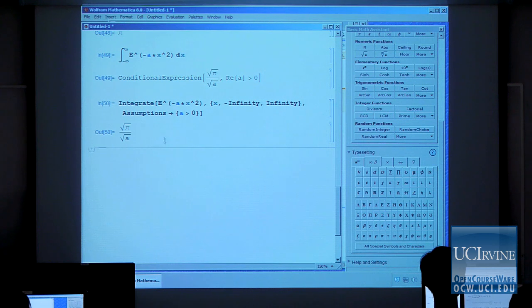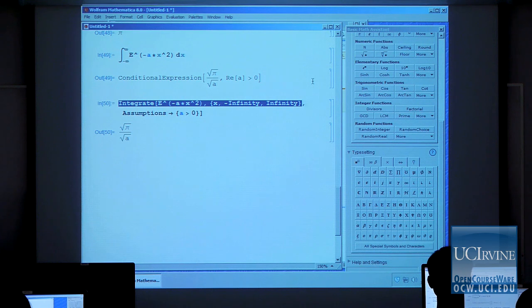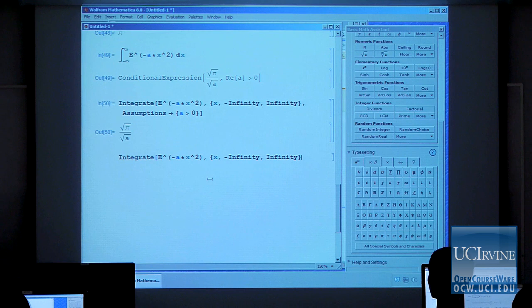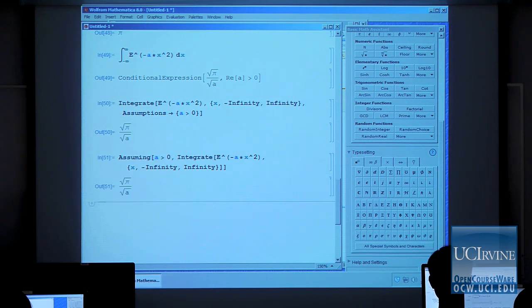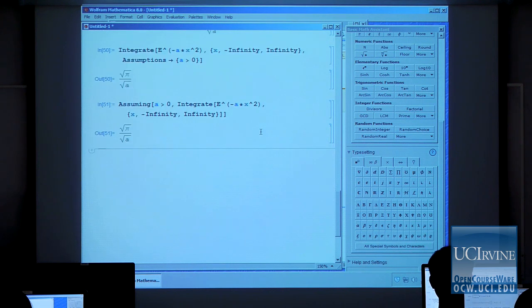Another way to do the same thing is if I mouse in the first part of this, and put a bracket, there's a wrapper, which is assuming, and then you put in what you're assuming, a greater than 0, comma, do the integral. And you get the same thing. Okay, so that's a couple of different ways to specify assumptions.